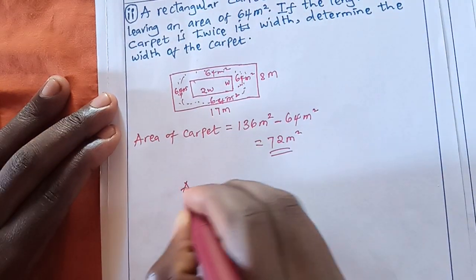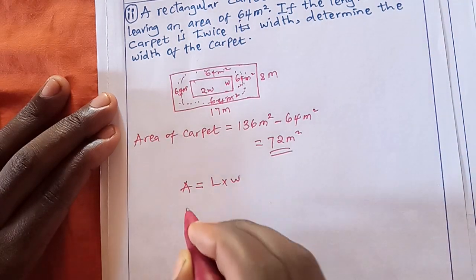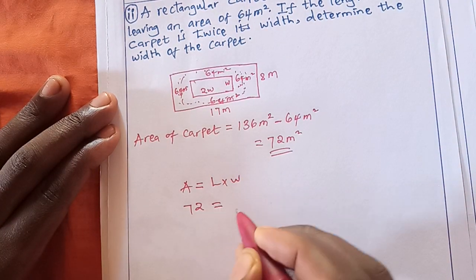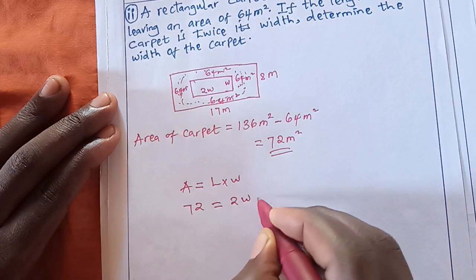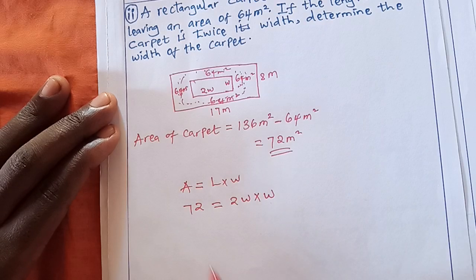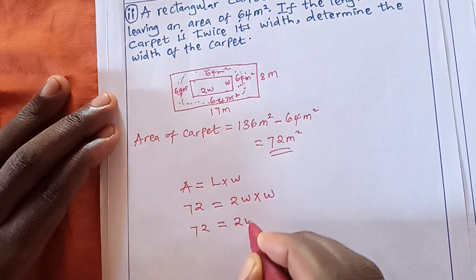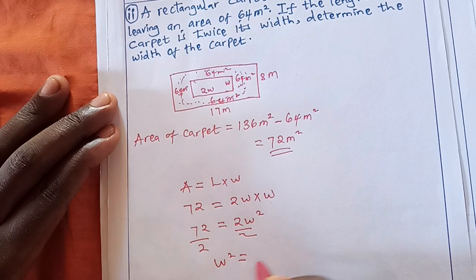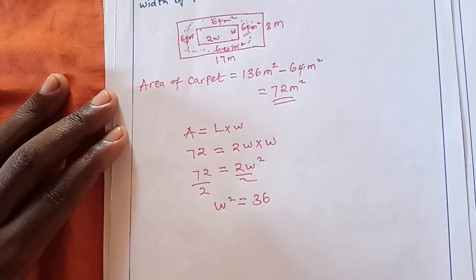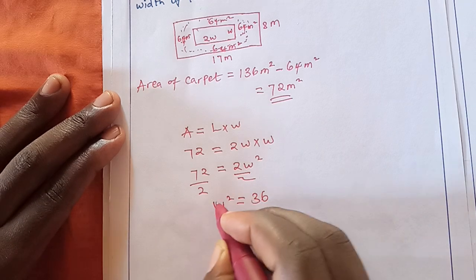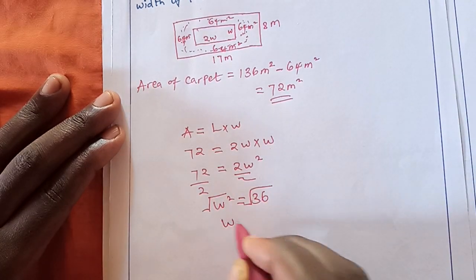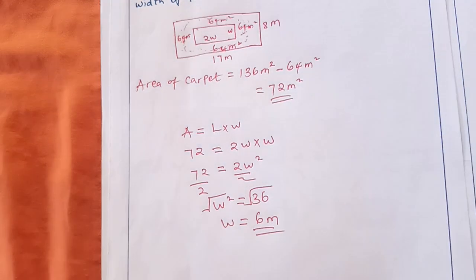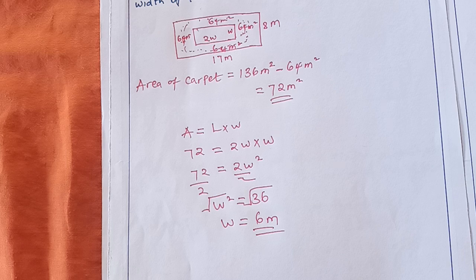Now let us work out the area. The area is length times width. We already have the area of the carpet as 72, which is equal to the length 2W times the width W. We get 72 is equal to 2W squared. We divide by 2, so W squared is equal to 36. To get the value of W, we find the square root on both sides. W is equal to 6 meters. So the length of the carpet is 12 meters and the width of the carpet is 6 meters.